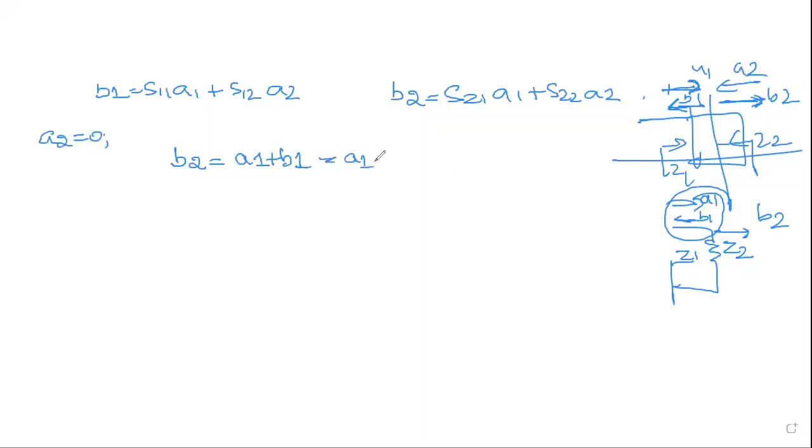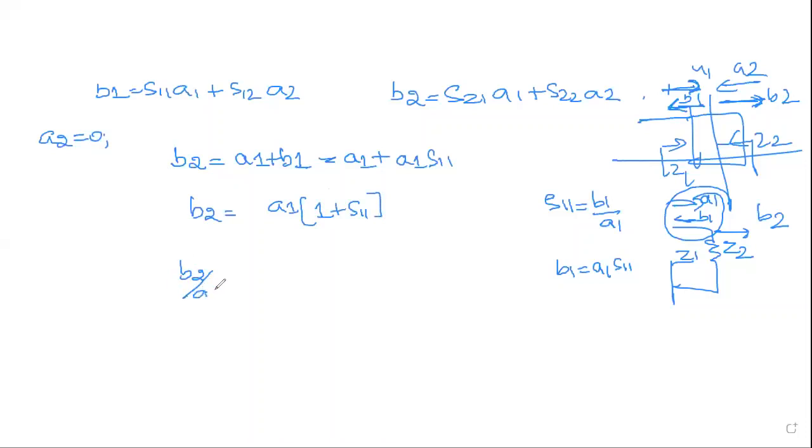Substitute for this as A1 plus, you can write B1 in terms of S11, it is B1 by A1. So I can write B1 as A1 into S11. If you take A1 outside, it is A1 into 1 plus S11. Or bring this to the denominator, B2 by A1 is equal to 1 plus S11. Or this you can write as S21 is equal to 1 plus S11.